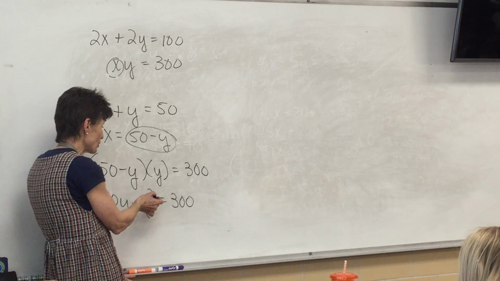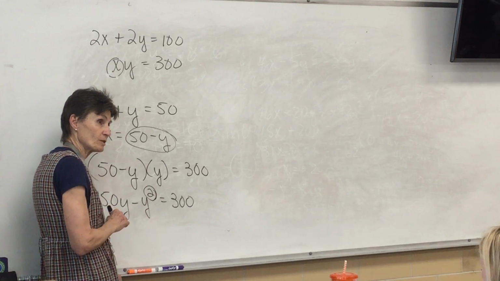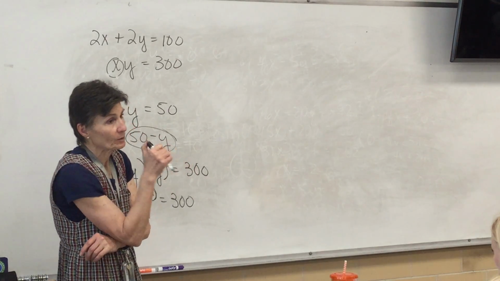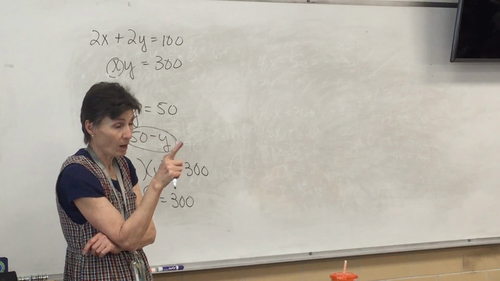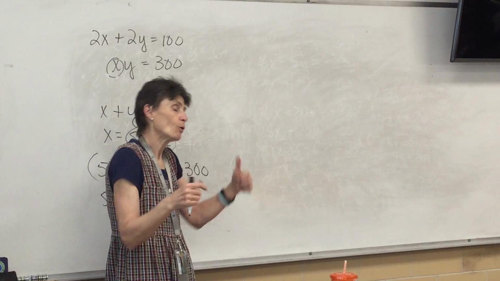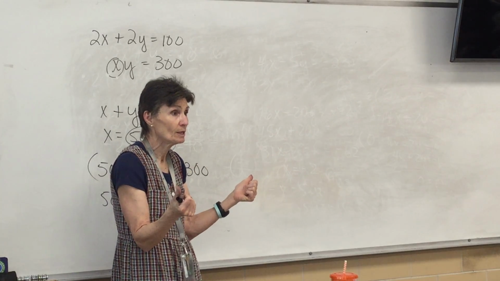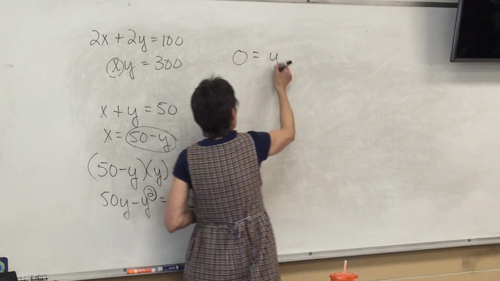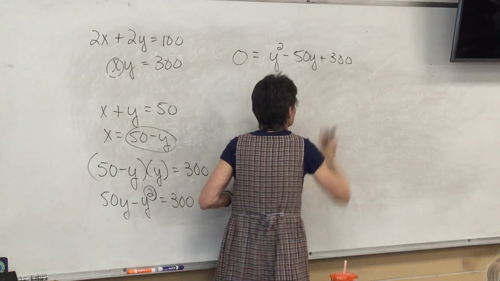What kind of equation is this, Donovan? Starts with a Q. Quadratic. And what do we always do with our quadratic equations? Set them equal to 0, and then either factor them or use the quadratic formula. Or you could complete the square if you wanted to, but regardless, we want to set it equal to 0. So I'm going to move everything over. So I have y squared minus 50y plus 300.